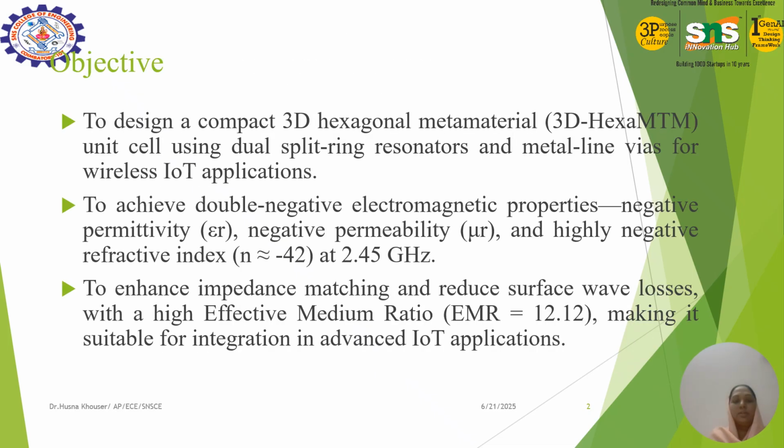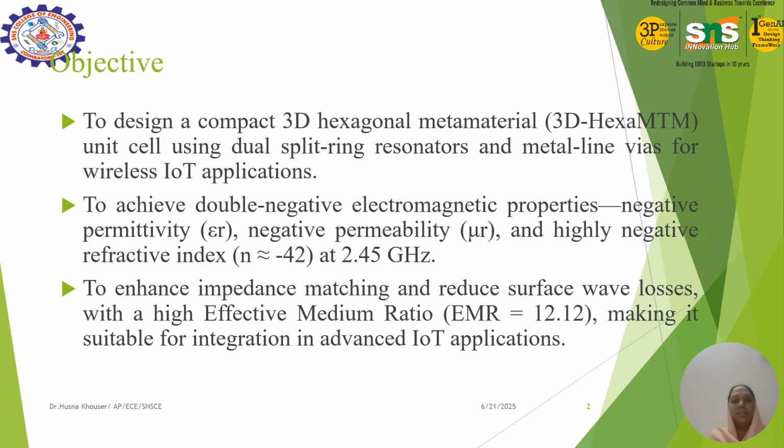Next is the objective. Our goal is focused on outcomes like designing 3D compact hexagonal metamaterial unit cells, which use dual split rings and metal wire lines. Our focus is on the design to achieve double negative properties, where the permittivity and permeability are both negative, and which can achieve a high refractive index of around 42 at 2.45 gigahertz.